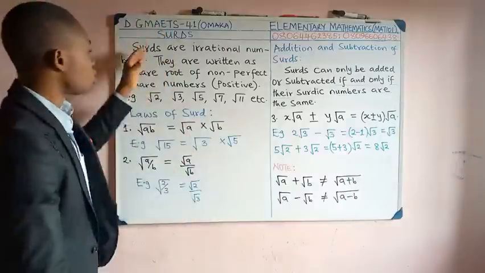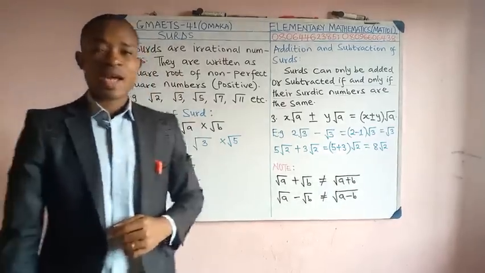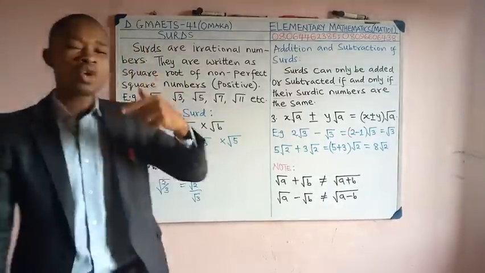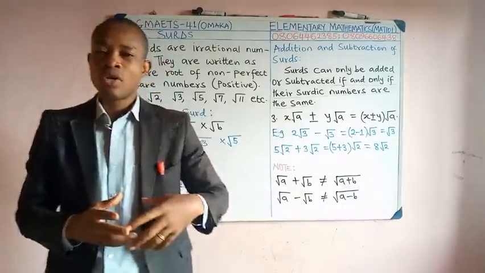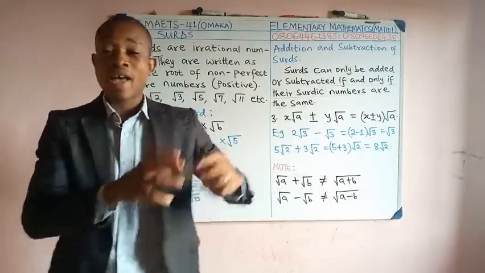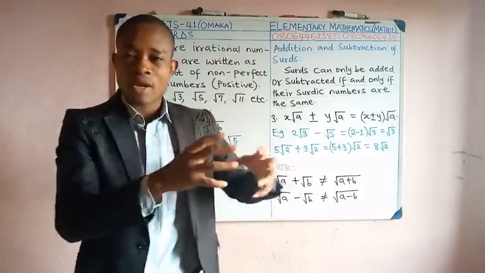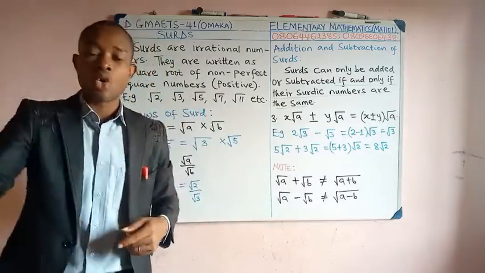So we have on the board here that surds are irrational numbers, and they are written as square roots of non-perfect square numbers. What do we mean by non-perfect square numbers? To understand that, you want to first remember that we have perfect squares. Perfect square numbers are numbers whose square roots give a whole number as a result.